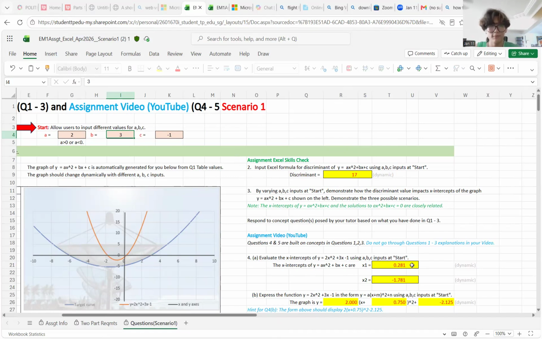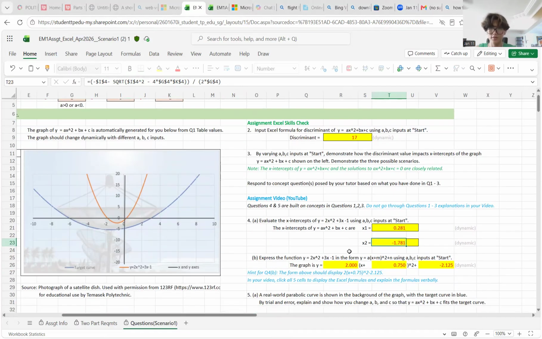So to find the x-intercept, what I did was to use the quadratic formula of minus b plus minus the square root of b squared minus 4ac. As you can see, the value here is minus b plus or minus the square root of b squared minus 4ac, over 2a. And the only difference between these two is that one is using plus over there, and this one is using minus to find the two x-intercept values.